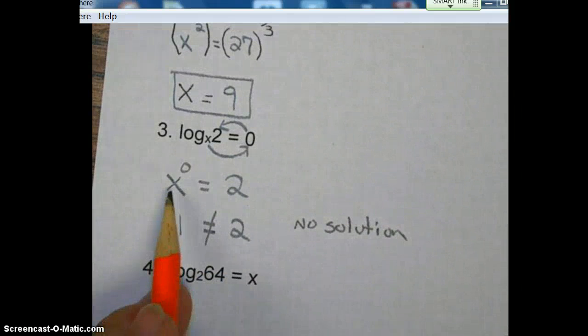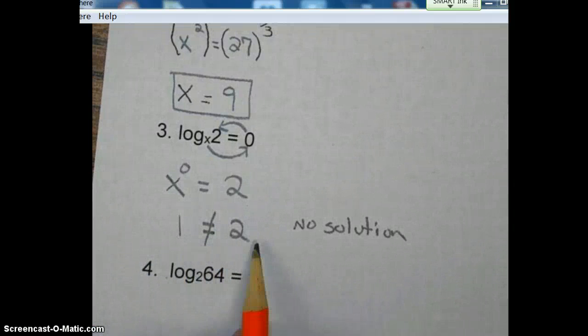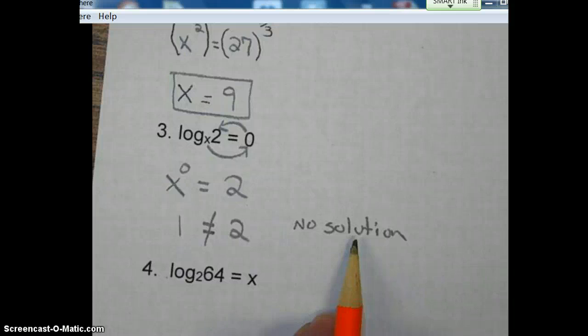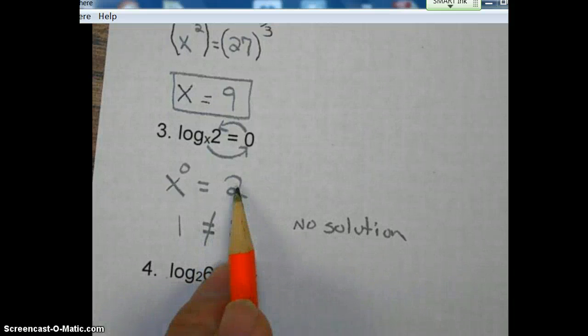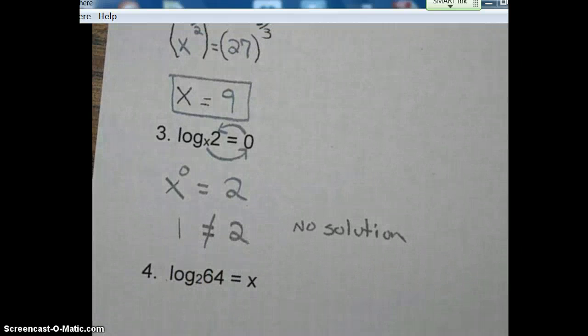Remember, if your variable disappears, you have two choices. Either it comes out to be an infinite number of solutions or no solution. If it's a false statement, it's no solution. If it's a true statement, for example, if this was a 1, 1 equals 1, then it would be an infinite number of solutions.